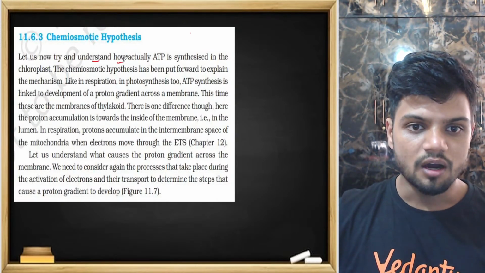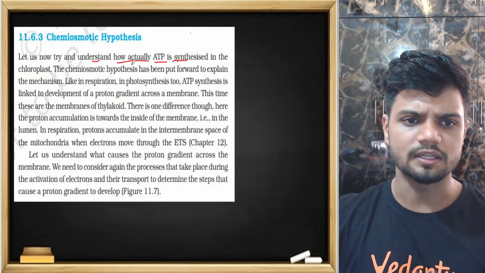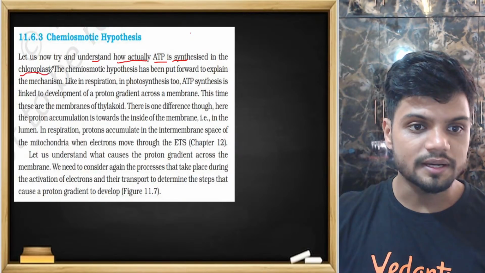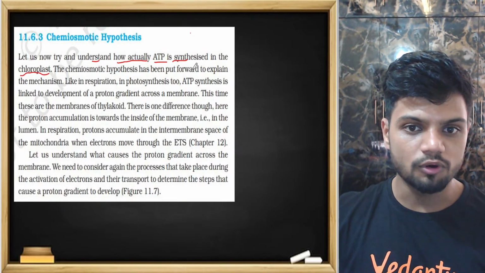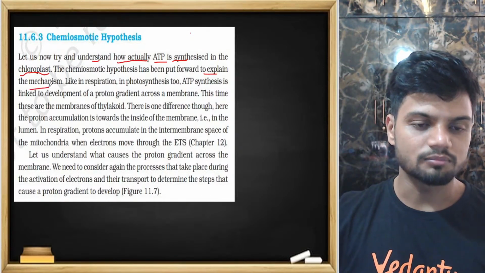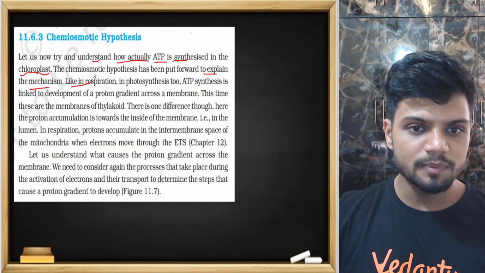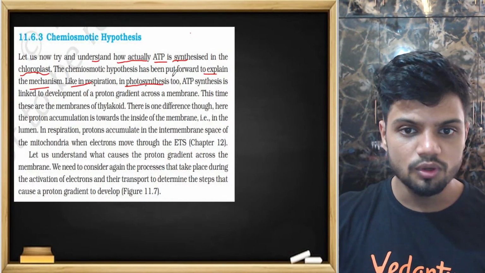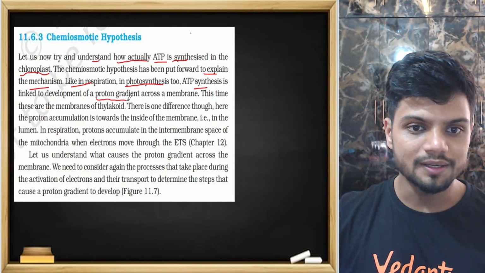Let us now try and understand how actually ATP is synthesized, how ATP is made in the chloroplast. The chemiosmotic hypothesis has been put forward to explain the mechanism of how ATP is being produced. Like in respiration, in photosynthesis too, ATP synthesis is linked to the development of a proton gradient.